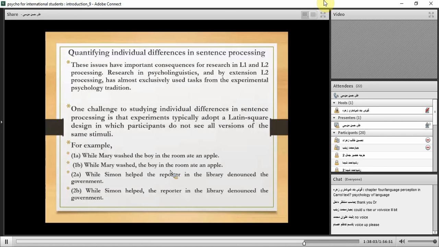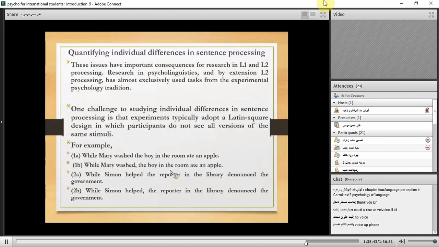2a. While Simon held the reporter in the library, denounced the government. 2b. While Simon held the reporter, in the library, denounced the government. So, in a study of garden path sentences, participants read temporarily ambiguous sentences like 1a, the first example, and 2a, and unambiguous controls like 1b and 2b.